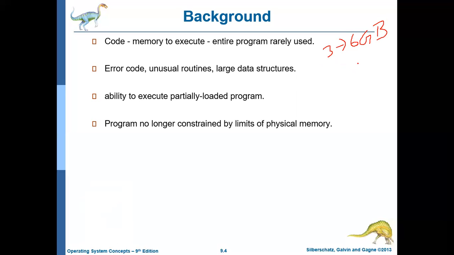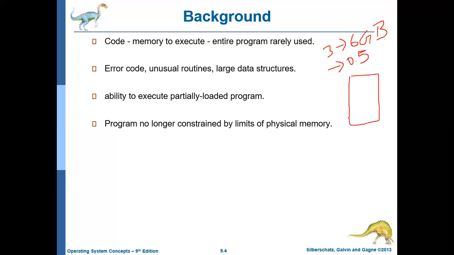If you are loading the full process, okay. But if we load the partial process, say we are not loading the full process, we are just loading only 0.5 GB of a process and we are executing. And when other pages are required, then only they will be loaded. In that case, what happens?